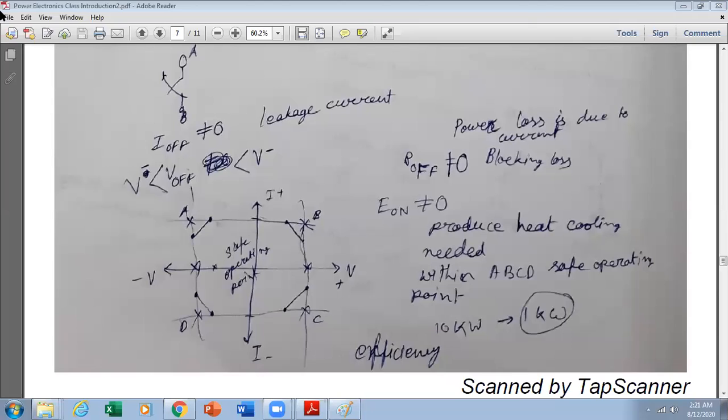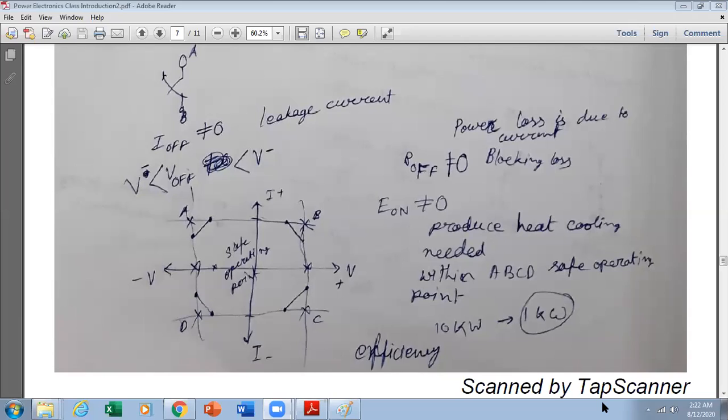So power loss here is due to current. The off-state power is not equal to zero. It has some particular loss, and that is called blocking loss. Definitely if there is power loss, it produces heating, and definitely cooling is needed.